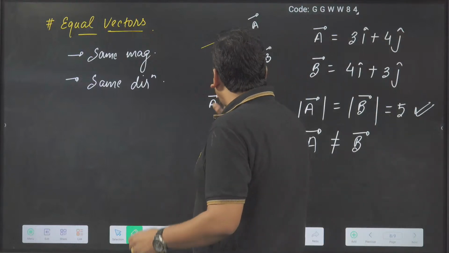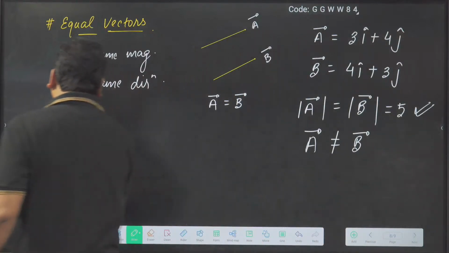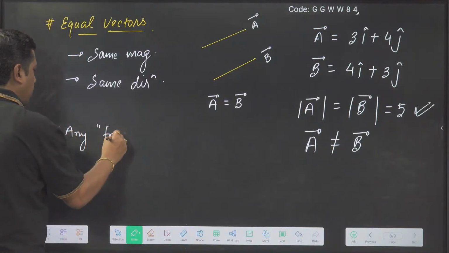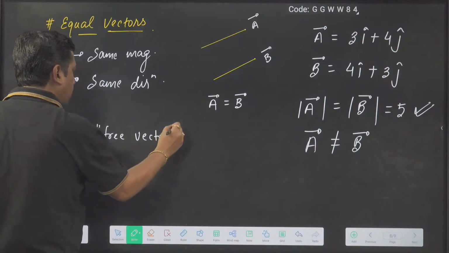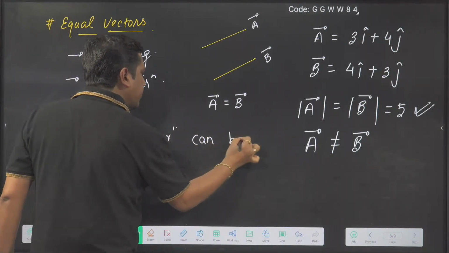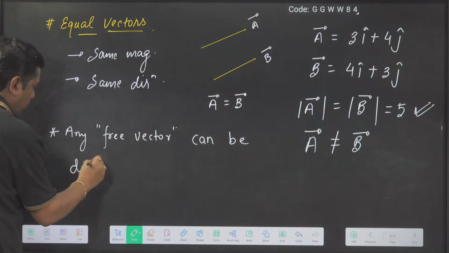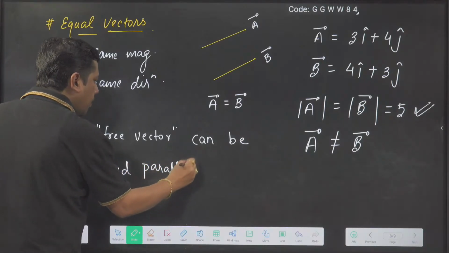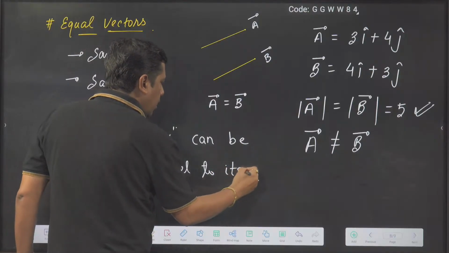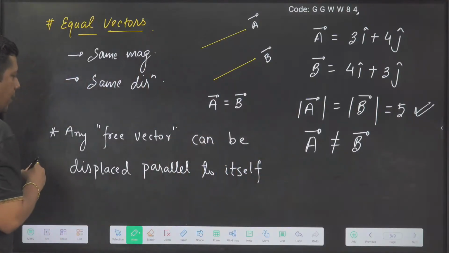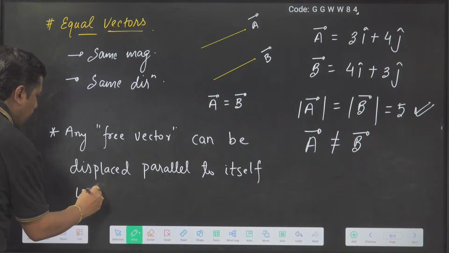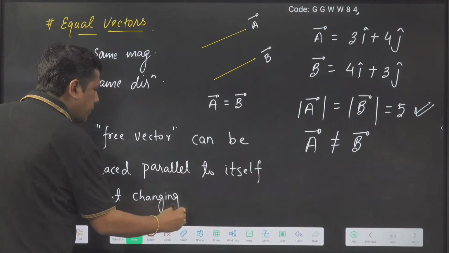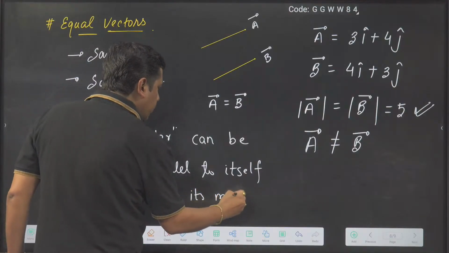It means, can I say that any free vector, or you can remove the free word also, can be displaced parallel to itself. Any free vector can be displaced parallel to itself without changing its magnitude.